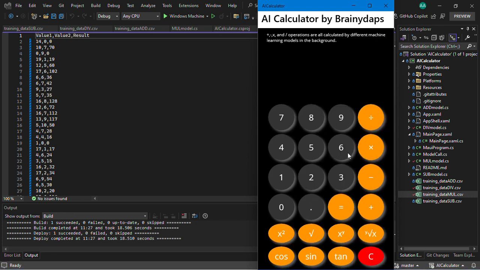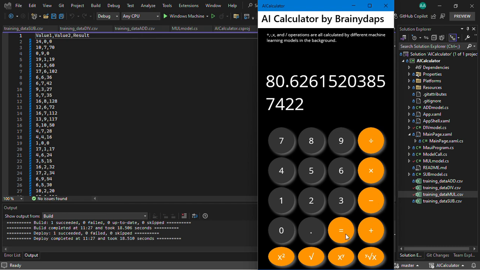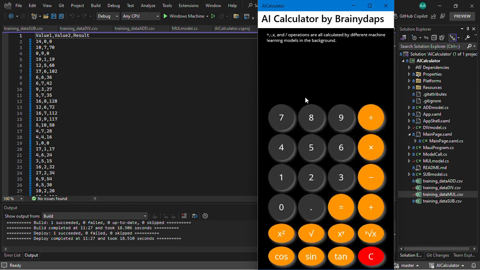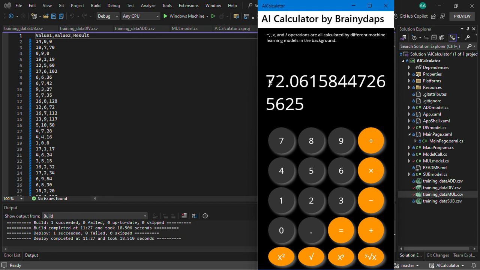Now let's try another multiplication, so 9 times 9, for instance. 9 times 9 is 81. Okay, that's very good, that's very close. What about 8 times 8? 8 times 8 is 64. Okay, that was off, 72 instead of 64.